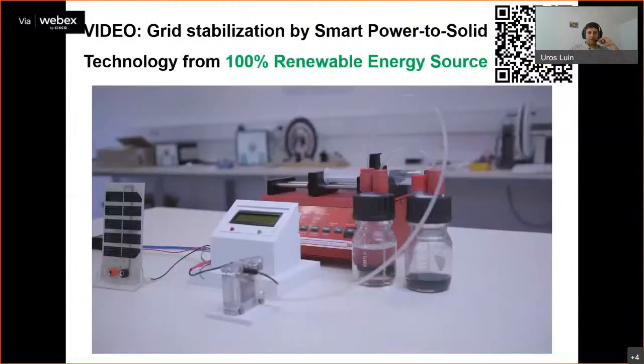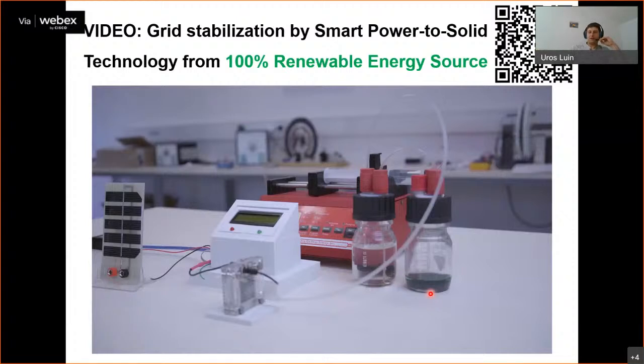And now it's time to show you this video. I hope it will work. Otherwise, you can also go over with your QR code reader and you can watch it later or again if you want. So what this video will show you: I made a control unit that combines the renewable energy source from a solar cell module, and it combines power-to-solid energy storage technology, for some kind of smart unit that can run the grid solely from a renewable energy source.